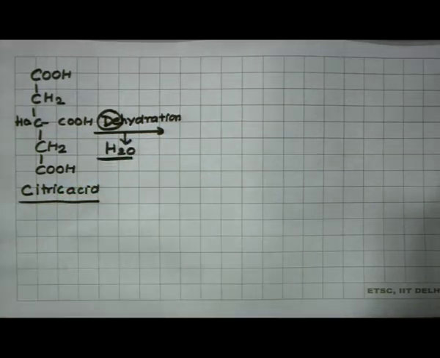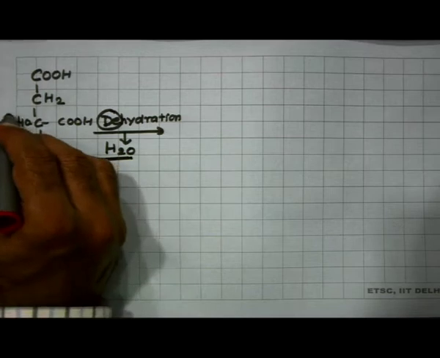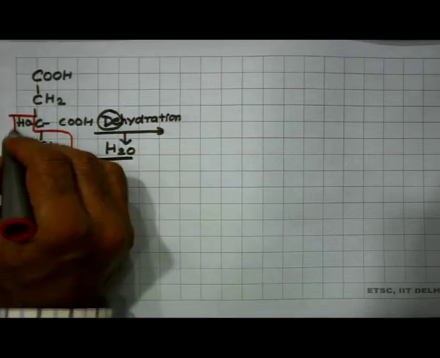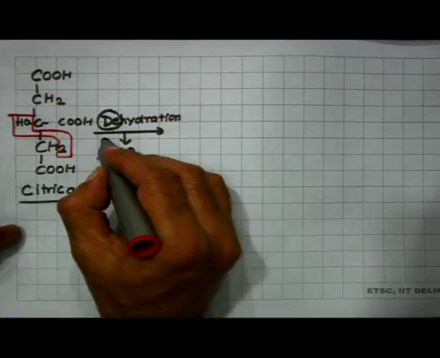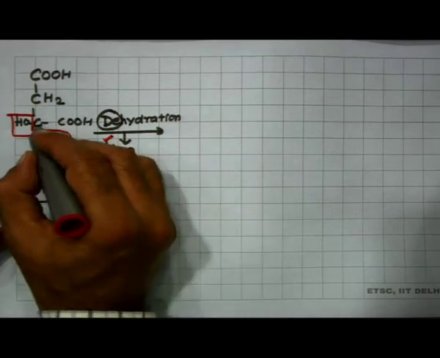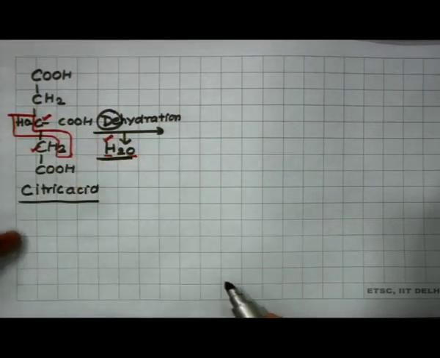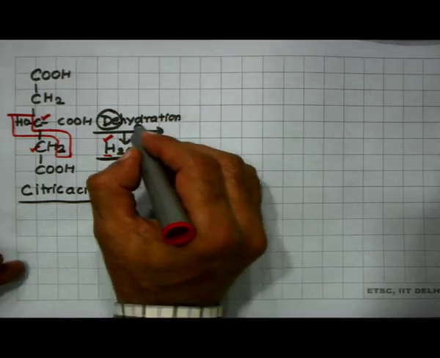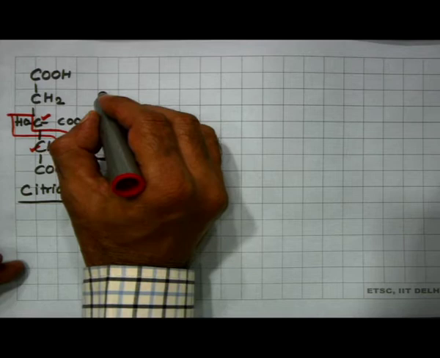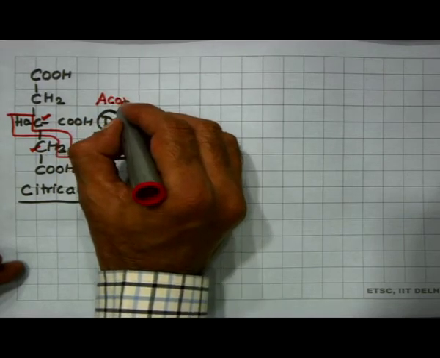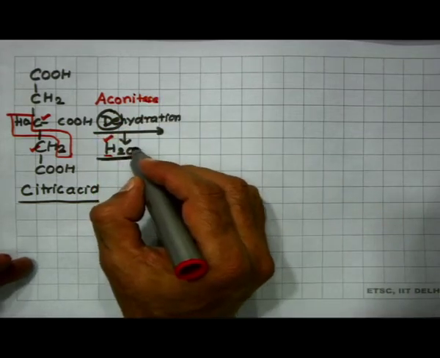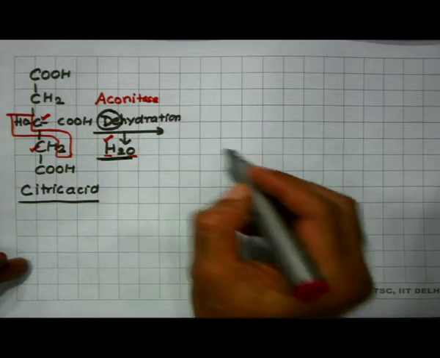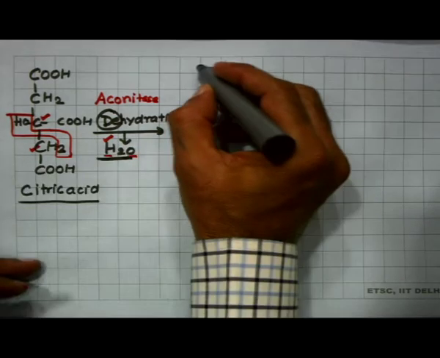This water molecule is removed from citric acid, you know, easily from this group. One H and one OH are removed from this carbon and this carbon, and the process is called dehydration. The enzyme involved is called aconitase. So, this process is called the dehydration process. Now, the structure you can easily write.